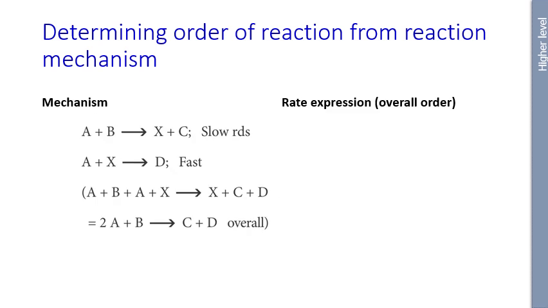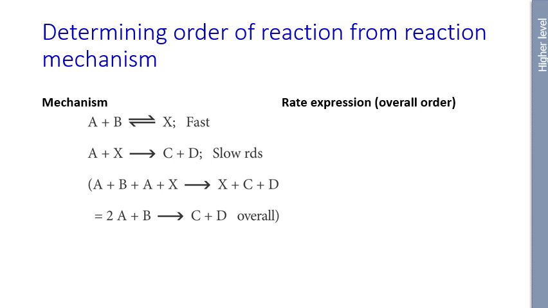The mechanism in the nitrogen dioxide example is A plus B goes to X plus C, which is your slow rate determining step, and then A reacts with X, this intermediate, to form D, the product. Essentially the overall reaction is 2A plus B gives C plus D overall. The rate expression for the rate determining step is going to be first order in A and first order in B. So rate equals k times the concentration of A times the concentration of B. The order is second order.